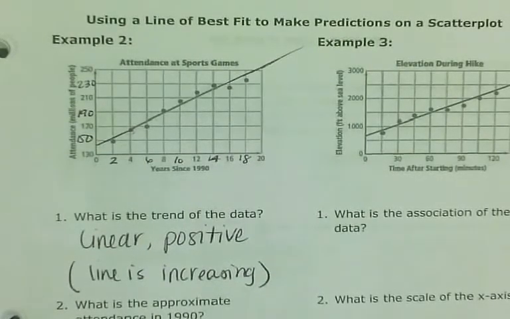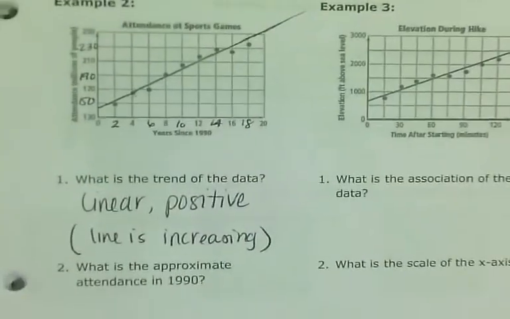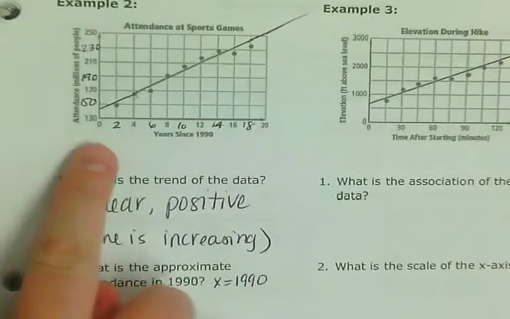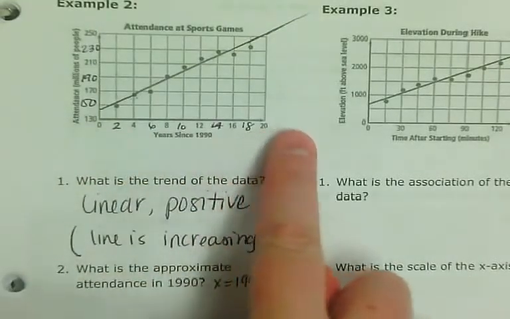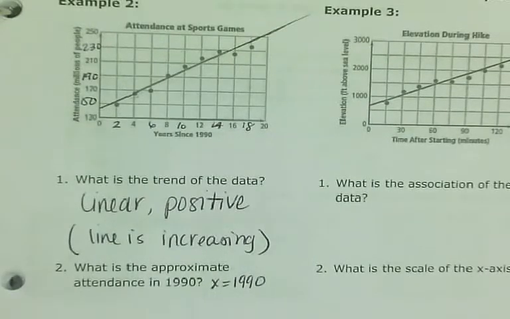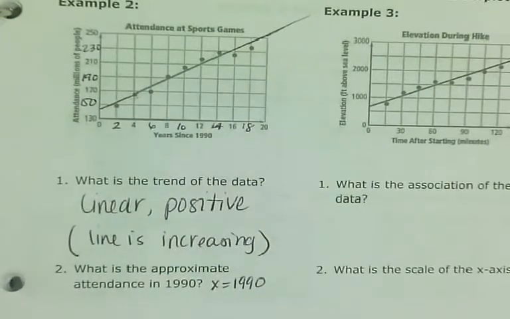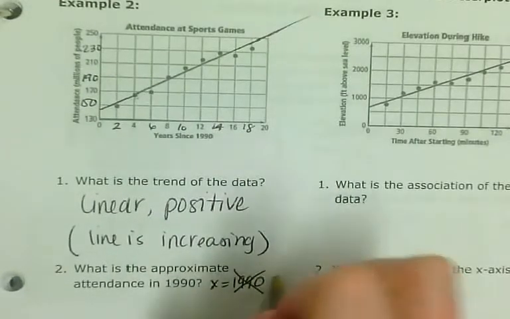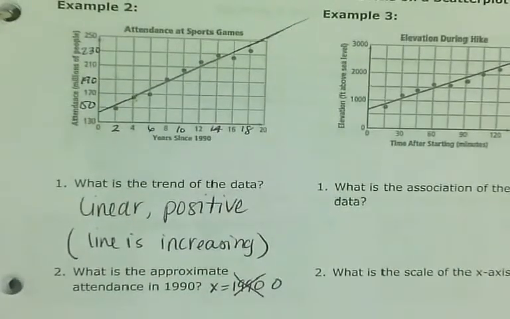All right, so we need the approximate attendance in 1990. So 1990, is that an X value or a Y value? That's an X. So that means that X is 1990. Well, 1,990 is nowhere on here. Why is it the 0? Because it's starting from 1990. Yeah, how many years after 1990 is 1990? 0. So really, my X is 0. I really just want to know what is the y-intercept.